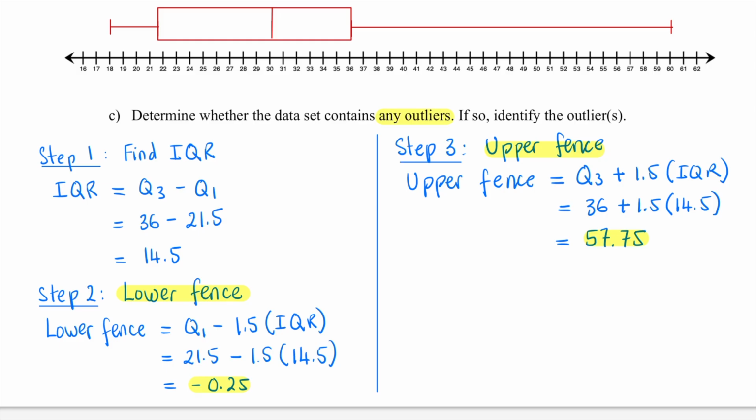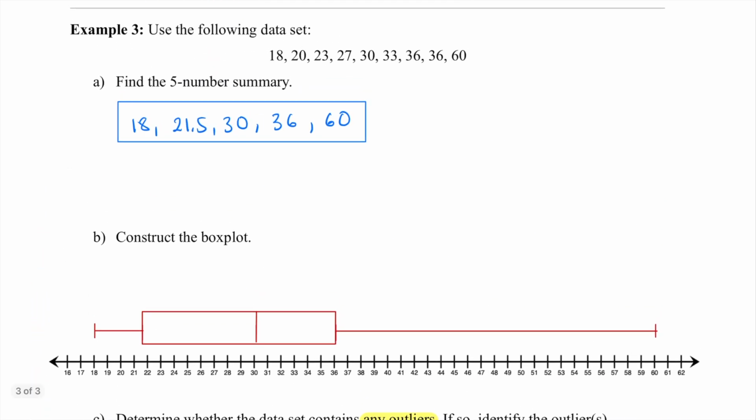Now, we compare the data values to the fences. Any value below negative 0.25 would be an outlier. And any value above 57.75 would be an outlier. There's no data value that is less than negative 0.25. 60 is greater than 57.75, therefore 60 is an outlier.